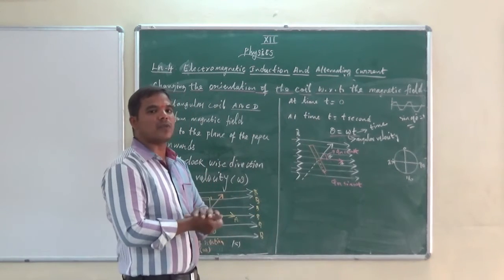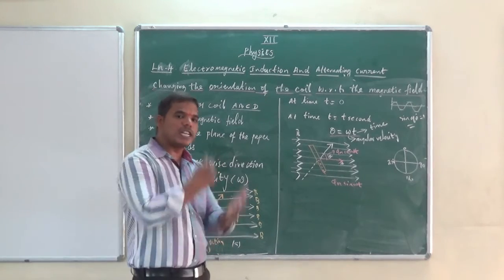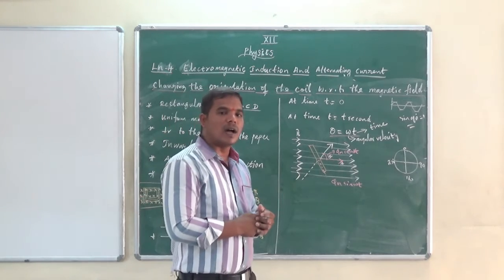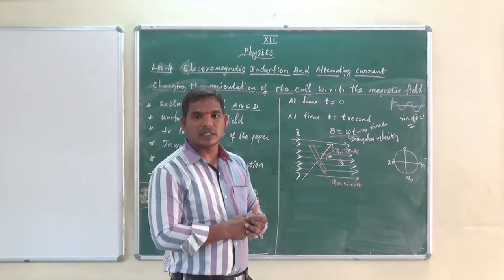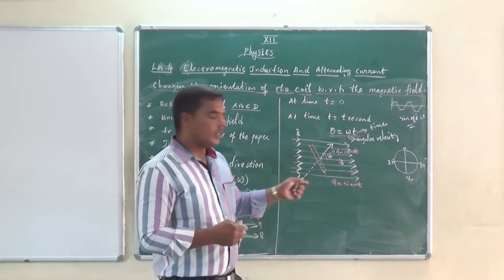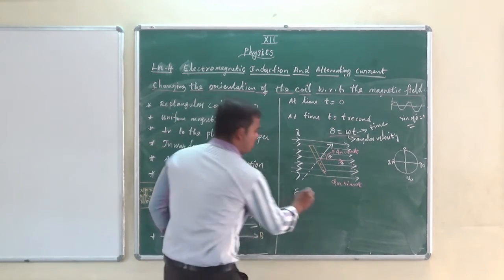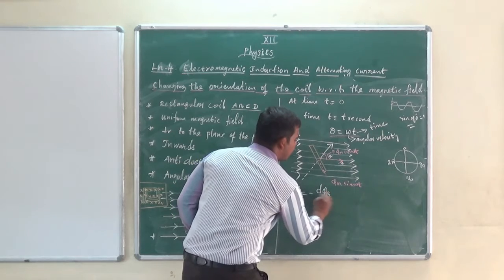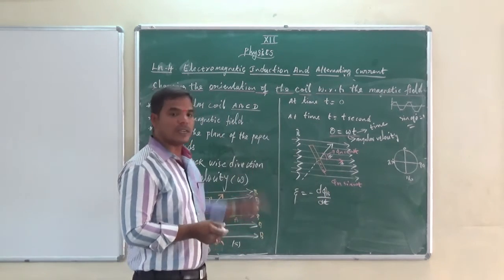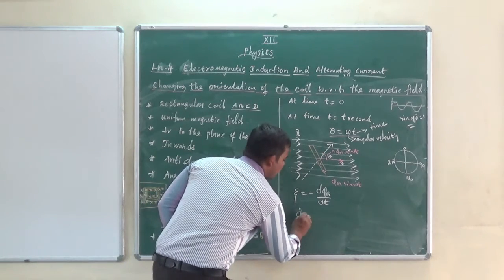When the position changes, what happens? The magnetic flux also changes. Due to the change in magnetic flux, which law do we apply? Faraday's laws of electromagnetic induction. They produce induced EMF, isn't it? So the magnitude of the induced EMF is equal to minus d phi B by dt. We have already derived this equation a number of times; just recall it.